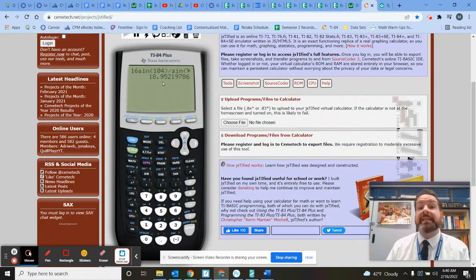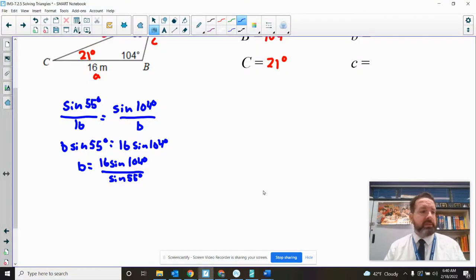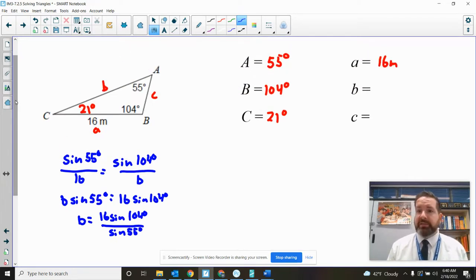Okay, so we end up with, now this is going to be a final answer. So it's appropriate to round it here. And let's go to the nearest tenth. So this would be 19.0. And there's my side B. Side B is about 19.0 meters.